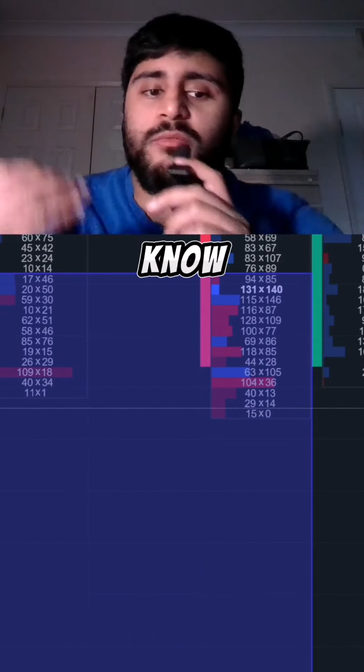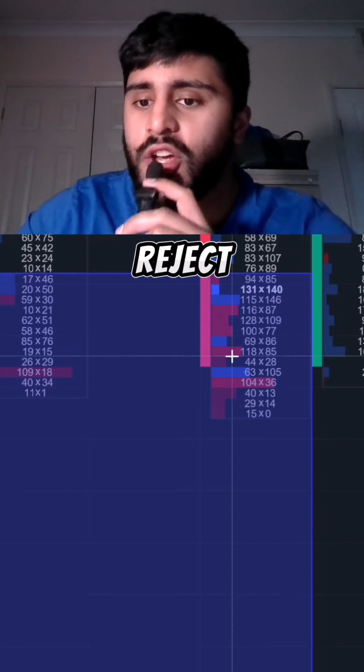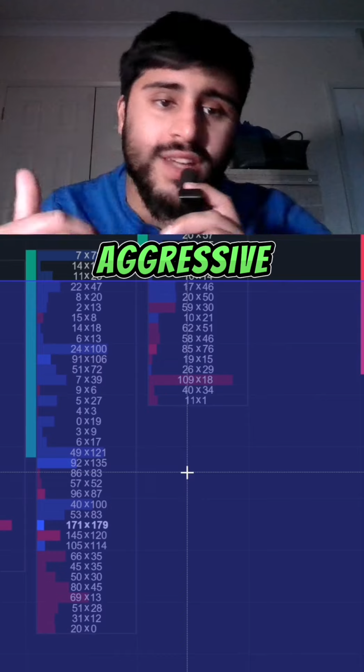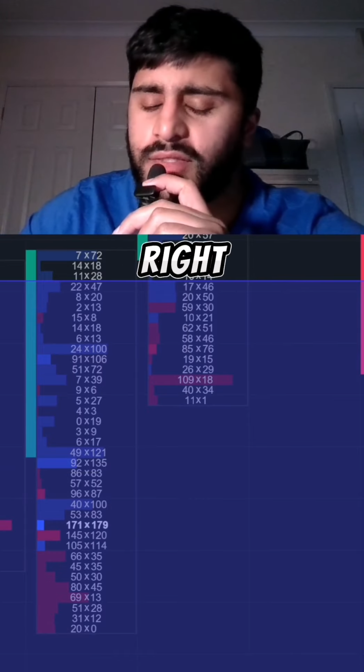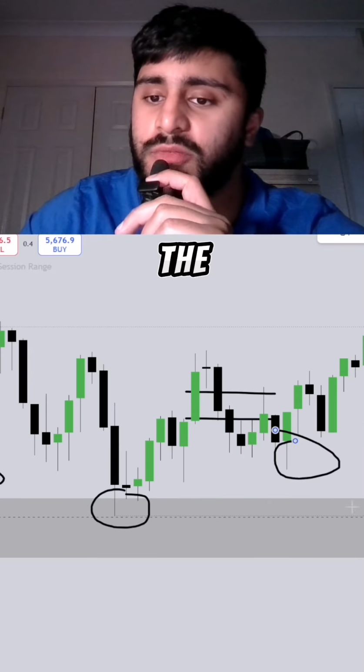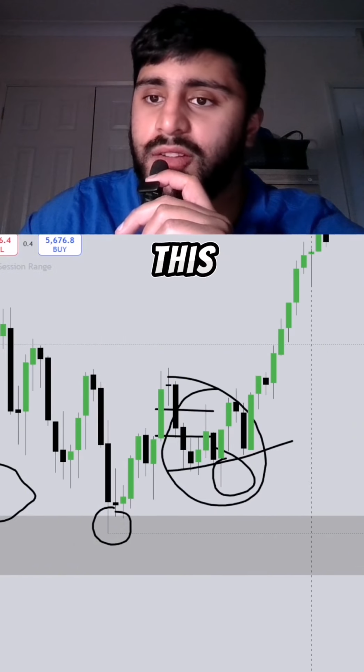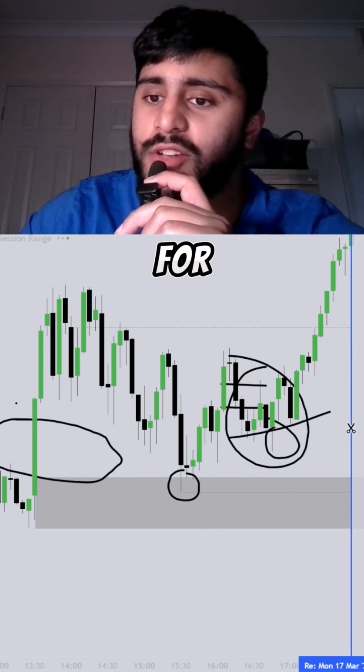So how do you know if price is going to reject or if price is not going to reject? So we've seen a 15 for a 0 and we've seen 109 for 18. So we see aggressive sellers that are not being rewarded, right? This is the only reason price moves up in the first place. So once we've seen this in place, we can see aggressive sellers have failed in this area. With that being said, now we can look for potential buys from this area.